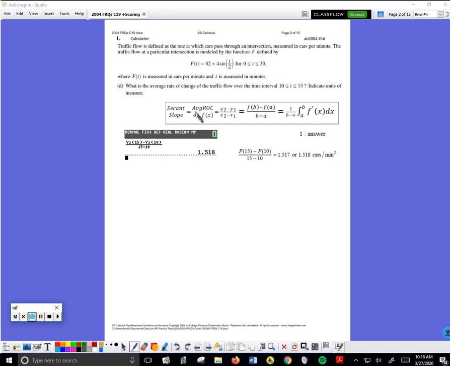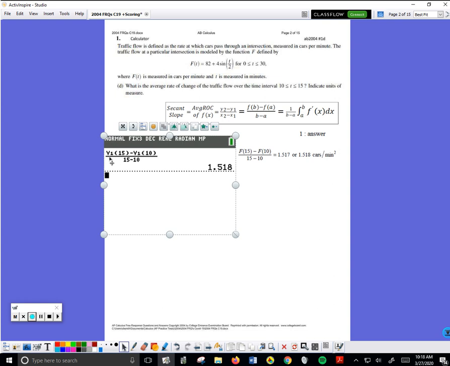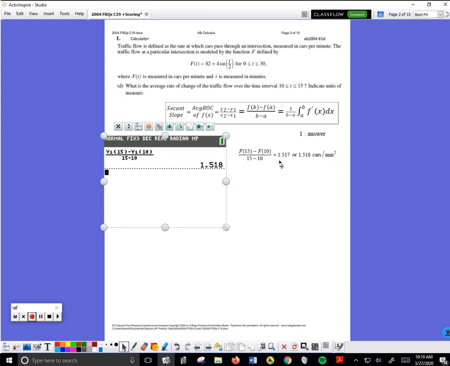There's a formula here on the golden notes that says the average rate of change of some function f can be found by simply comparing different values of f. So that's what I did on my calculator. Let's make this a little bigger. So I typed into my calculator, y1 again is capital F, and I find the value of capital F at time 15 compared to the value of capital F at time 10 divided by the time period. That turns out to be this number.